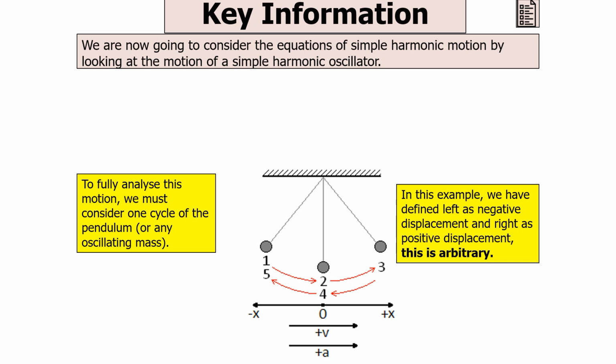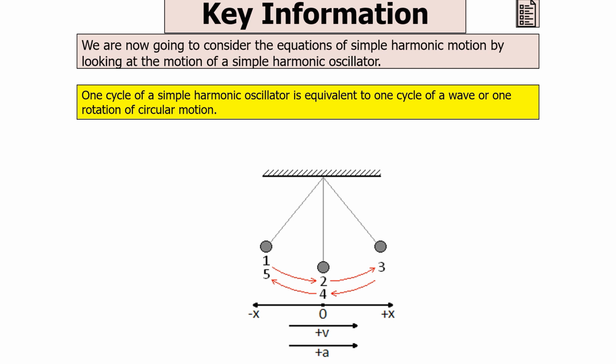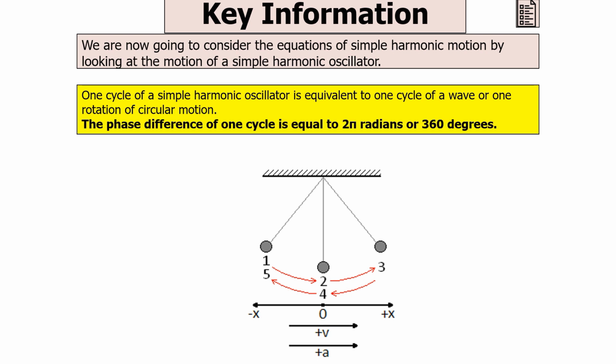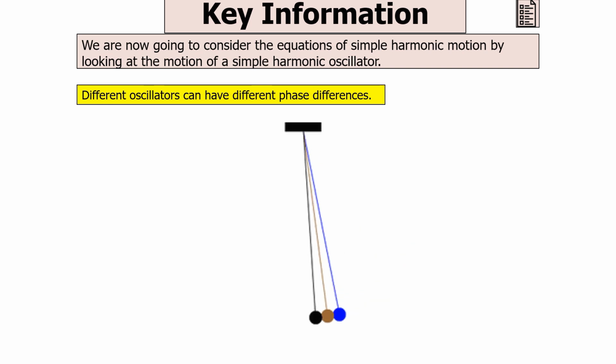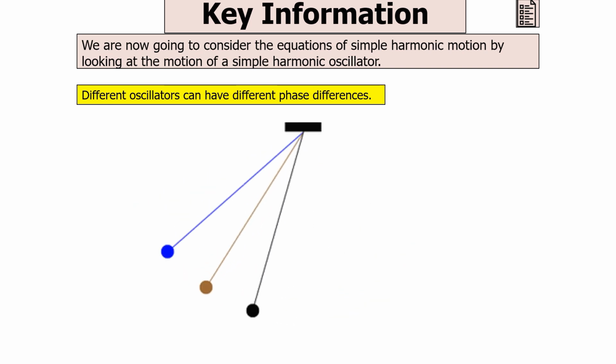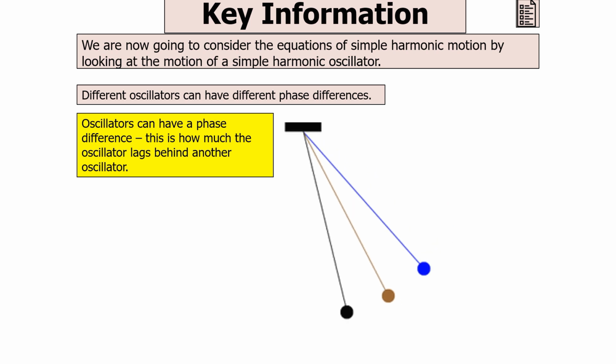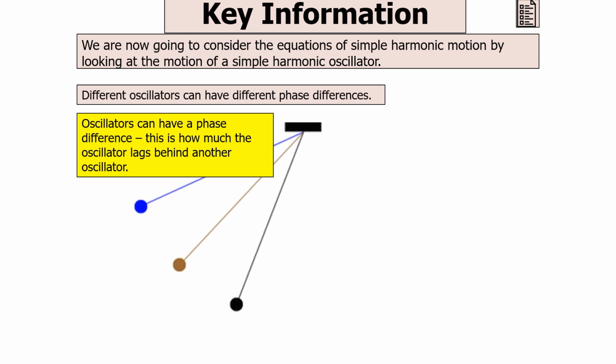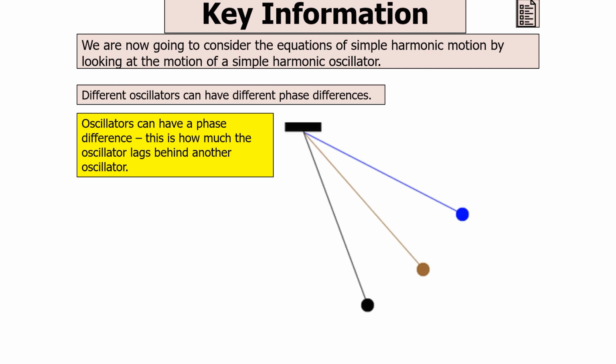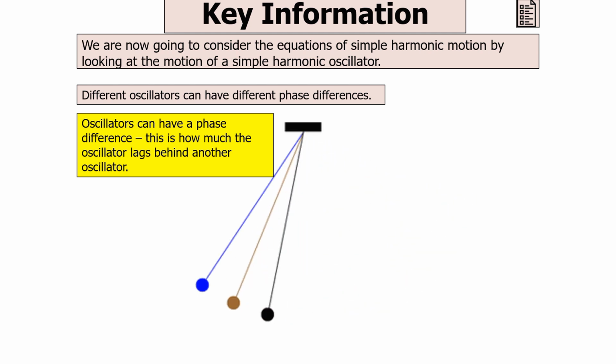In this example, we've defined left as negative displacement and right as positive displacement, but this is arbitrary. Now one cycle of the simple harmonic oscillator is equivalent to one cycle of a wave or one rotation of circular motion. This indicates to us that the phase difference of one cycle is equal to 2π radians or 360 degrees. Now different oscillators can have different phase differences as shown in the following animation. Oscillators can have a phase difference, which is how much the oscillator will lag behind another oscillator. Now back to this definition of a cycle.